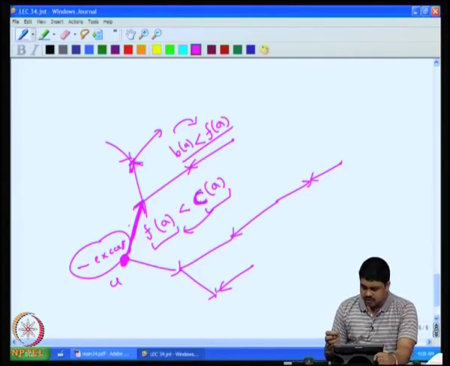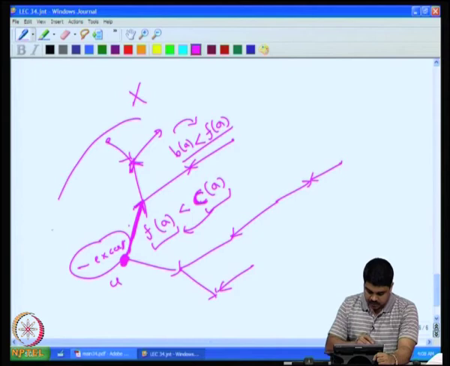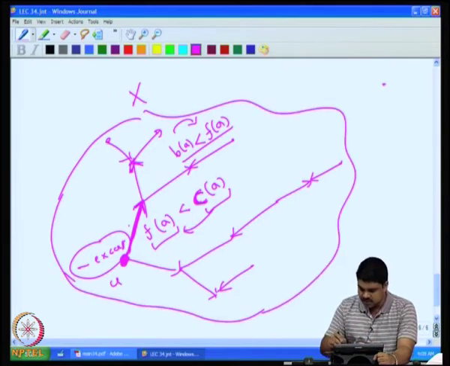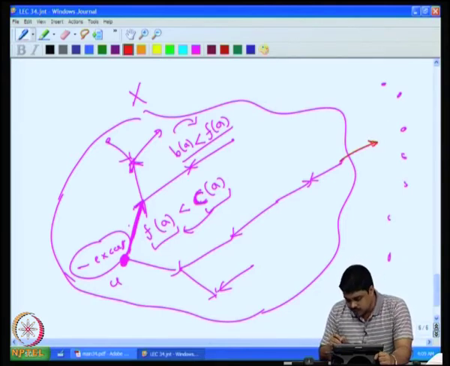Now, what can we infer? Suppose x is the set of vertices which are reachable from u by some improvable paths. There can be some vertices outside also, right. Now, there can be some arcs which are going from x to outside. What can I tell about it? If it is a forward arc going from x to outside, then what can I say about the function value here?